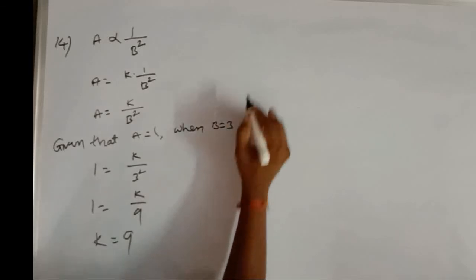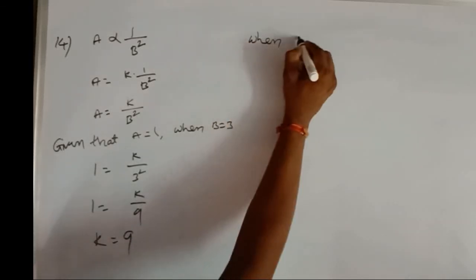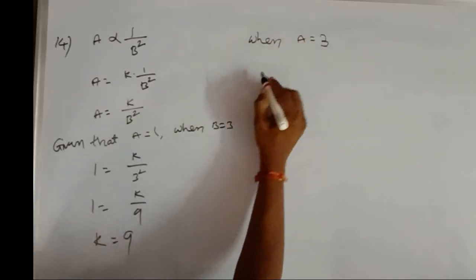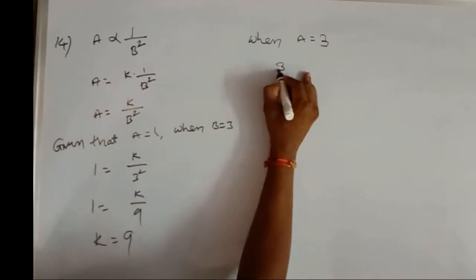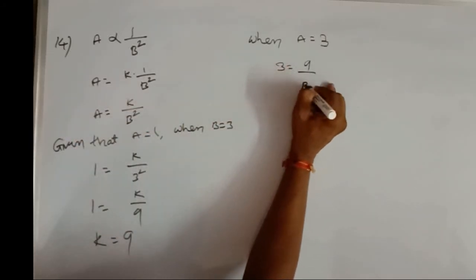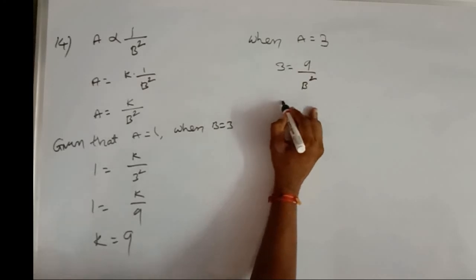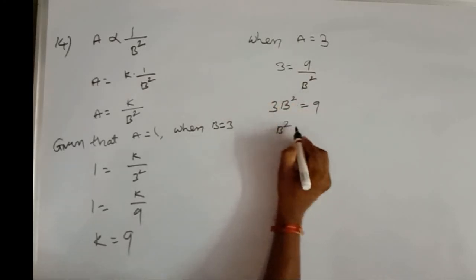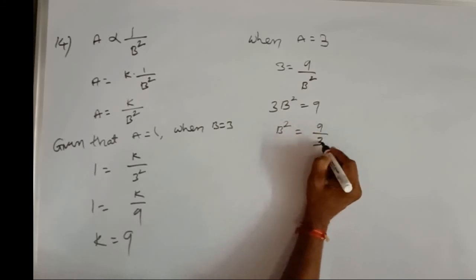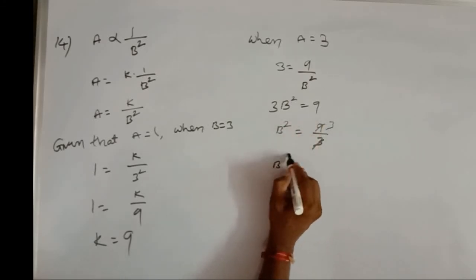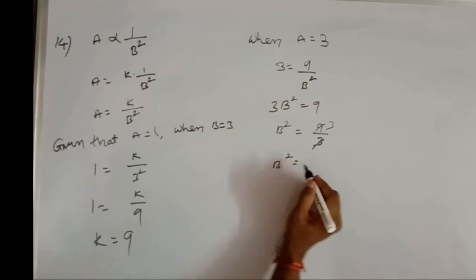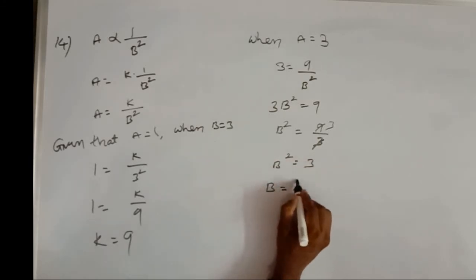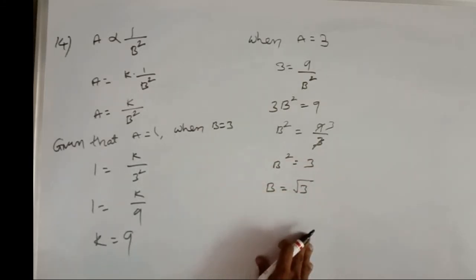Okay. Now when a is equal to 3, I am going to substitute in this expression. That is 3 is equal to k value 9 by b square. Do the cross multiplication: 3b square is equal to 9. B square is equal to 9 by 3. 3 ones are 3, 3 threes are 9. B square is equal to 3. Then b is equal to square root of 3. I got the b value, square root of 3. So this is the value.